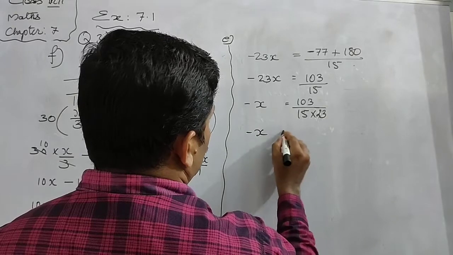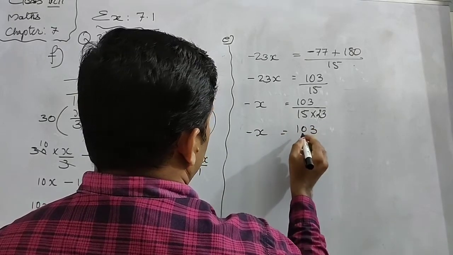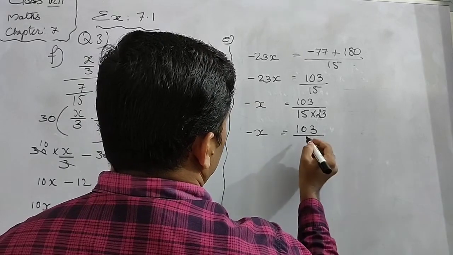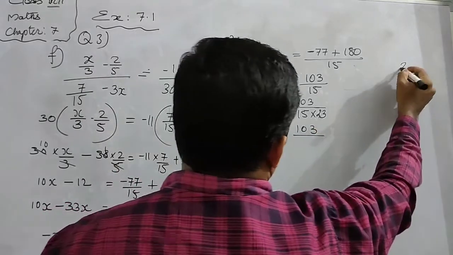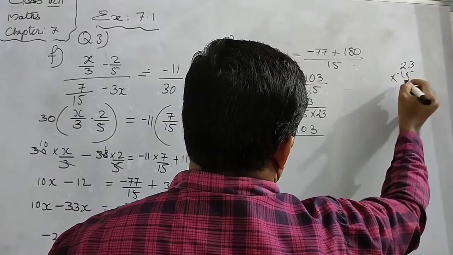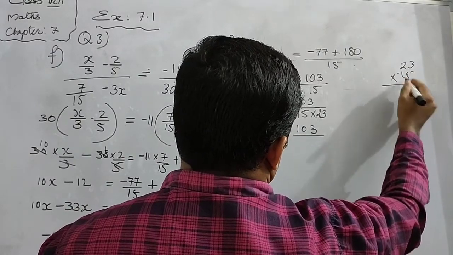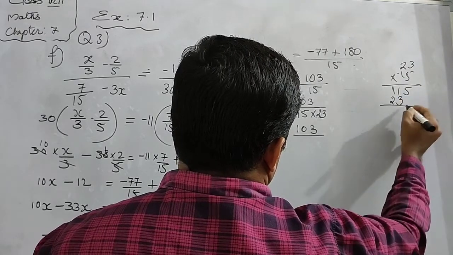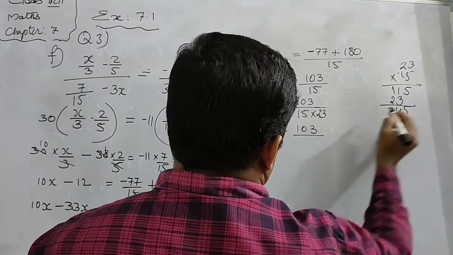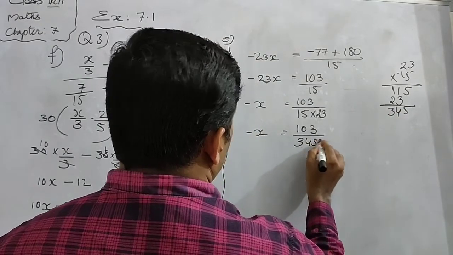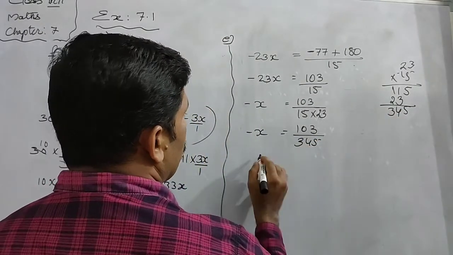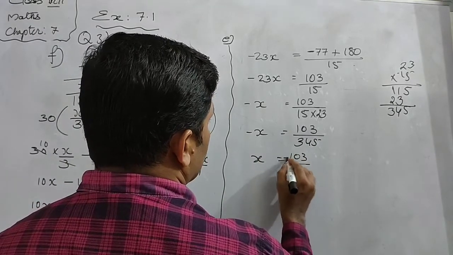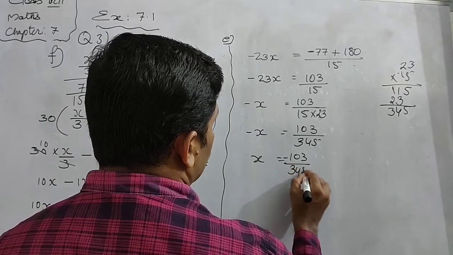Therefore negative x is equal to 103 upon, here we multiply 23 and 15, which is equal to 345. So negative x is equal to 103 upon 345. Therefore x is equal to negative 103 upon 345.